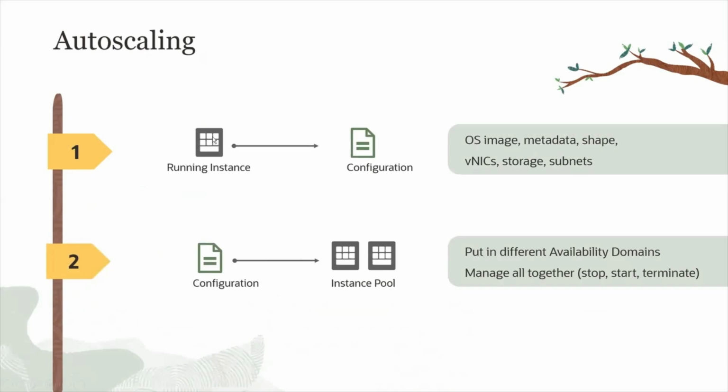So what is being shown here, you take a running instance and you create something called a configuration, which is kind of a template, which has your OS base image, metadata, shape, etc. And using this configuration, now you can spin up many more instances, and you can create what is called an instance pool, because in a pool, all instances are kind of homogeneous. So you leverage a capability like instance configuration to create an instance pool, which is basically more than one instance, which you could use for auto scaling.